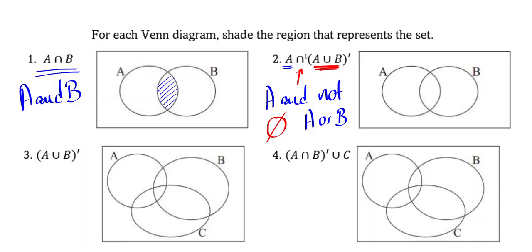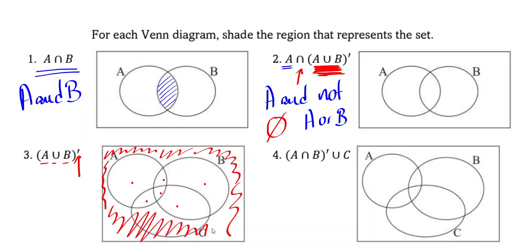Number 3 is saying, actually, we kind of already did this part. It's just this part of this. We're going to pretty much just ignore C. It's saying A or B. So it would be anything in here, anything in A or B, but we're saying not that. So everything outside of A and B. And it happens to include some stuff in C, but we're ignoring that completely because we're only relating A and B here.